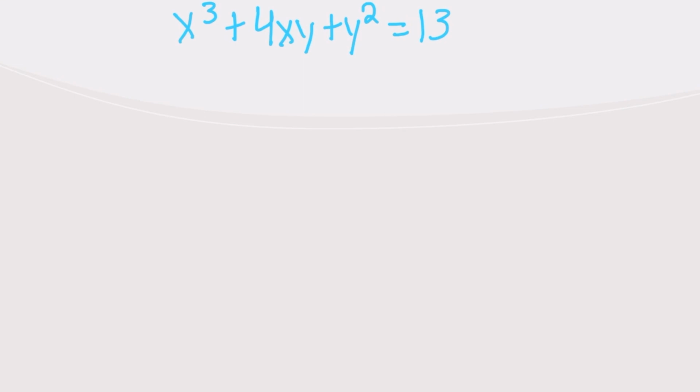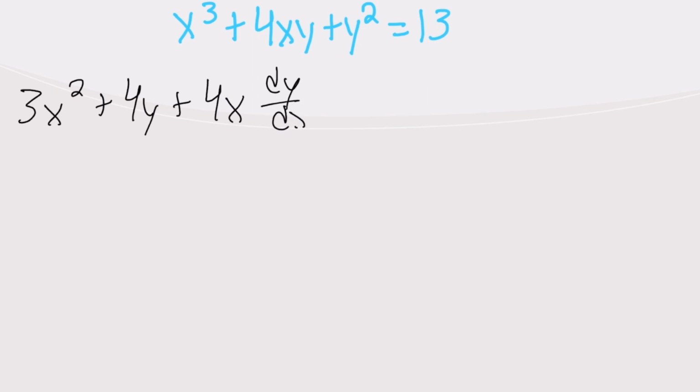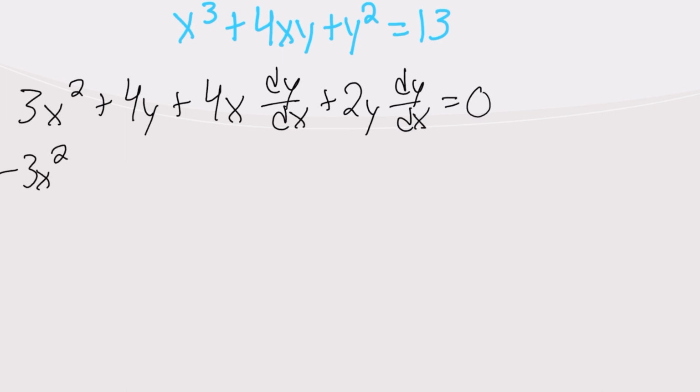For our second example, the equation that we have is x to the third plus 4xy plus y squared equals 13. So the first thing that you're going to want to do is use the product rule to get the derivative of the equation. So that's going to give you 3x squared plus 4y plus 4x dy over dx plus 2y dy over dx equals 0. From here, you're going to subtract 3x squared and subtract 4y from both sides.